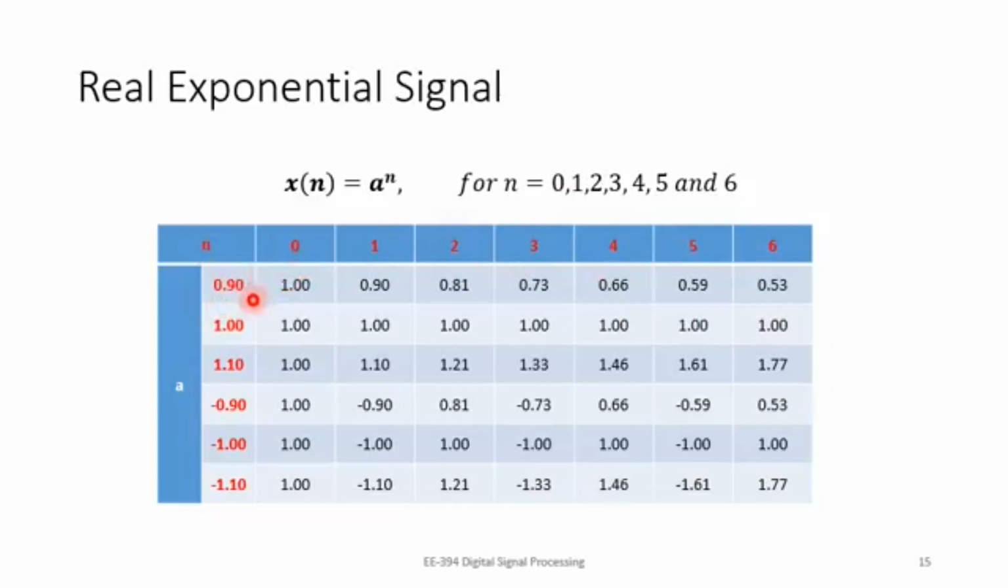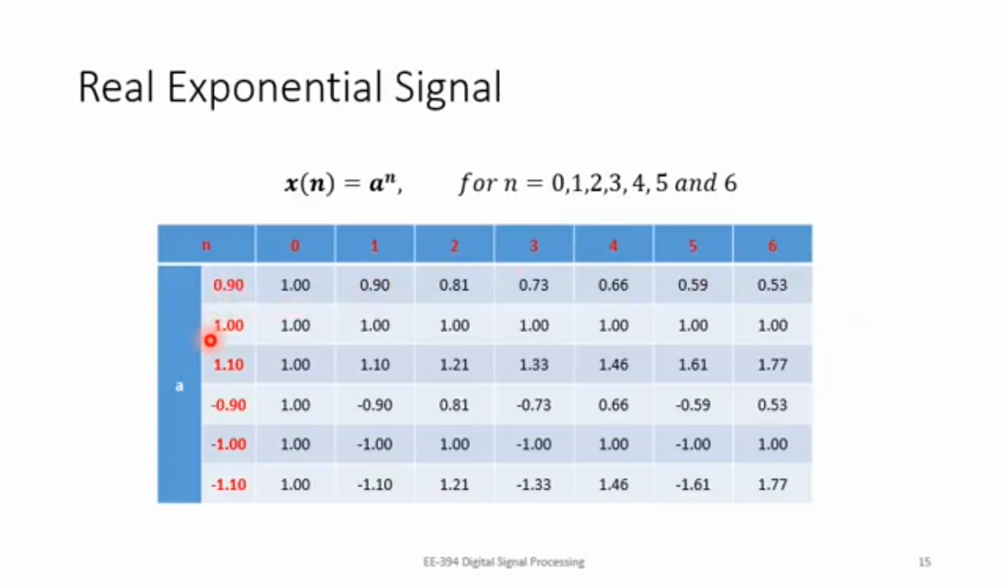Now observe that 0.9 raised to power 0 is 1, 0.9 raised to power 1 is 0.9, 0.9 raised to power 2 is 0.81, 0.73, 0.66, 0.59, 0.53. So you see that as the value of n is increasing, the value of the signal is decreasing. It starts with 1, decreases to 0.9, 0.81, 0.73, 0.66, 0.59, 0.53. So this is going to converge towards 0.